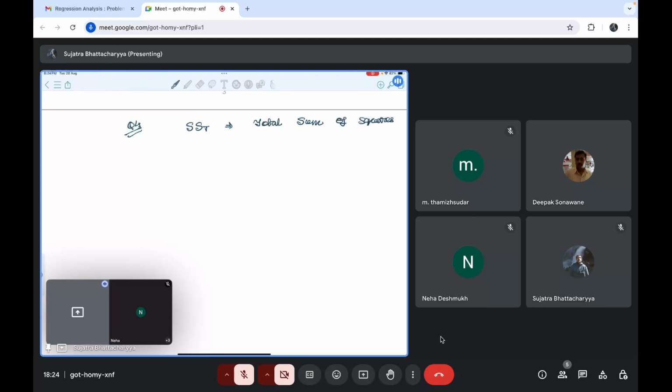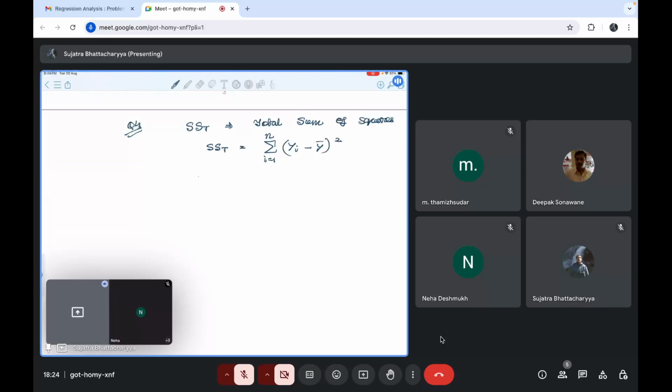Okay, so how will we calculate this? The total sum of squares. We generally do it in this way. SST is equal to summation i equals 1 to n of (yi minus y bar) whole square.